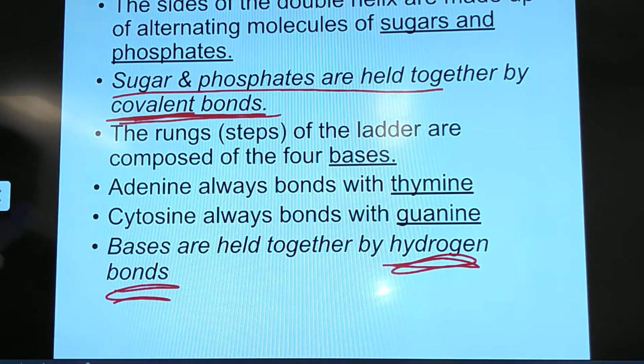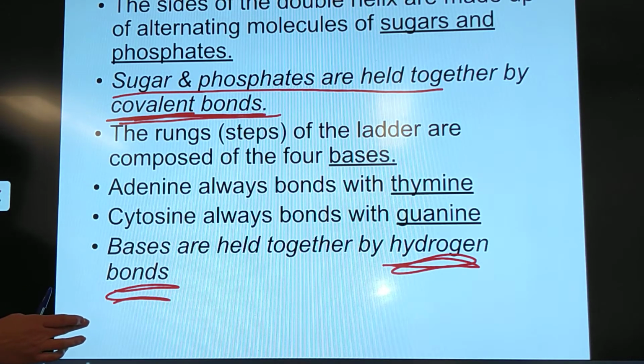And that's going to be super important because those hydrogen bonds are weak bonds. They're going to break apart easily. That's when we get ready to do DNA replication in a few minutes, or when we open up the DNA to make mRNA, when we start talking about protein synthesis. It's going to be important that we're able to separate those bases and break that hydrogen bond easily. There's going to be an enzyme that will come in and break those hydrogen bonds so that we can get to them to replicate.